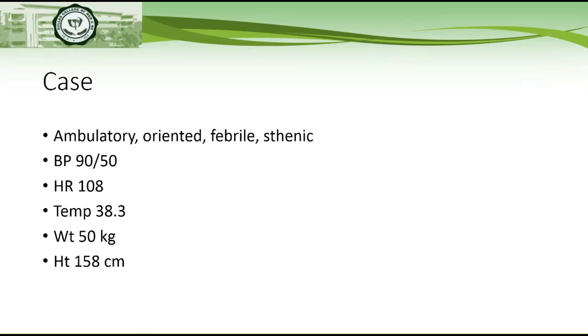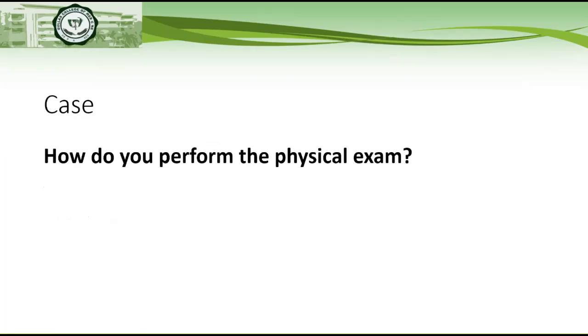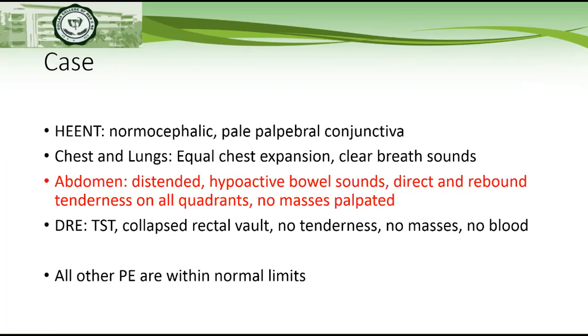So what is important or significant here? The temperature and the heart rate. So how do you do your physical exam? What is the first thing you should ask the patient when he is now lying down on the examining table? You ask him to flex both his legs. So why do we do this? It is to relax his abdominal muscles. So this is the PE. You have a distended abdomen with hypoactive bowel sounds with direct and rebound tenderness in all quadrants, no masses palpated.